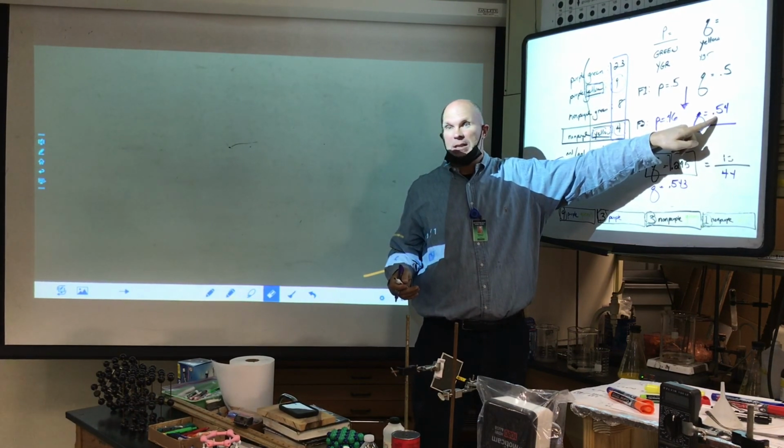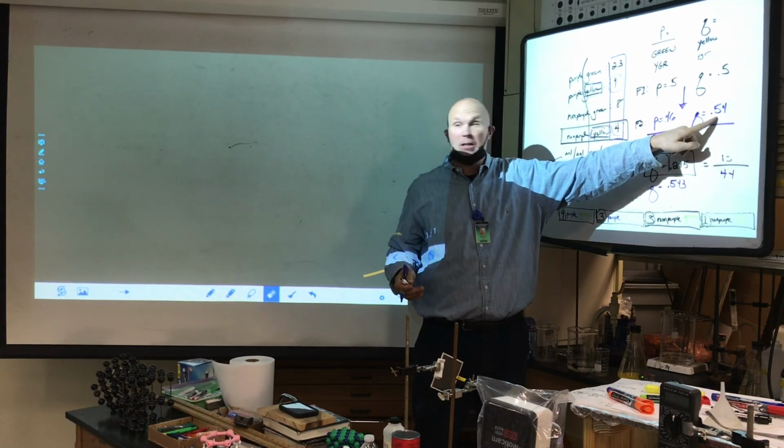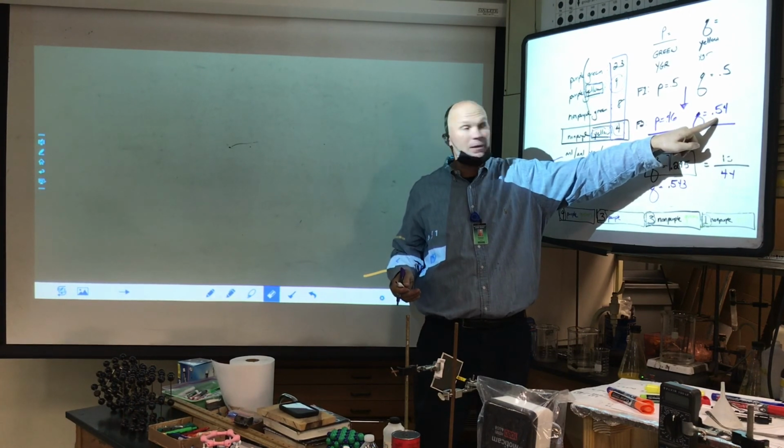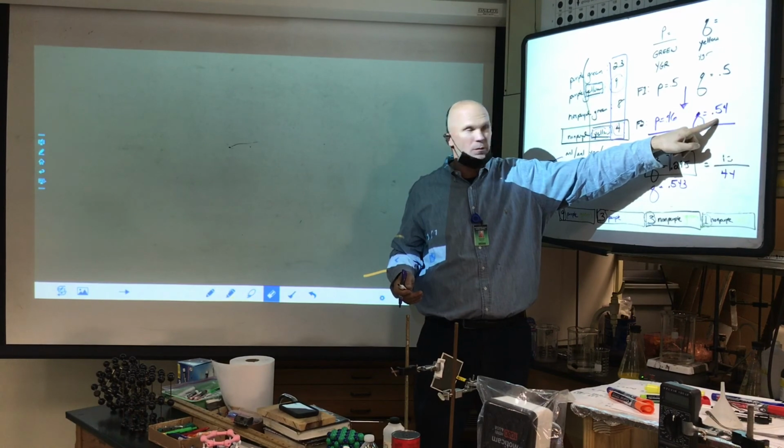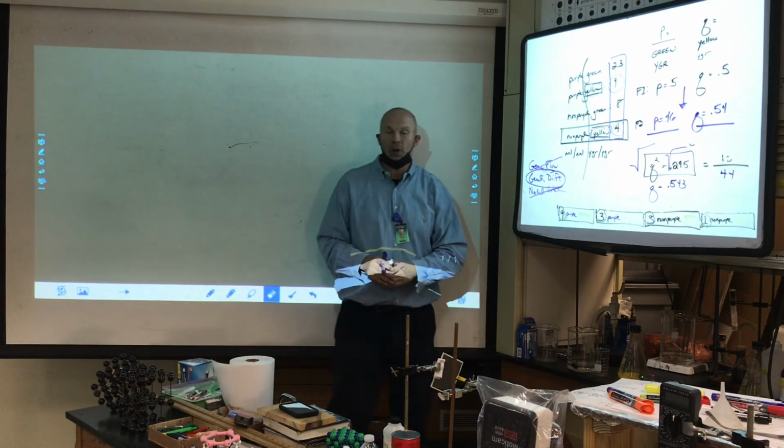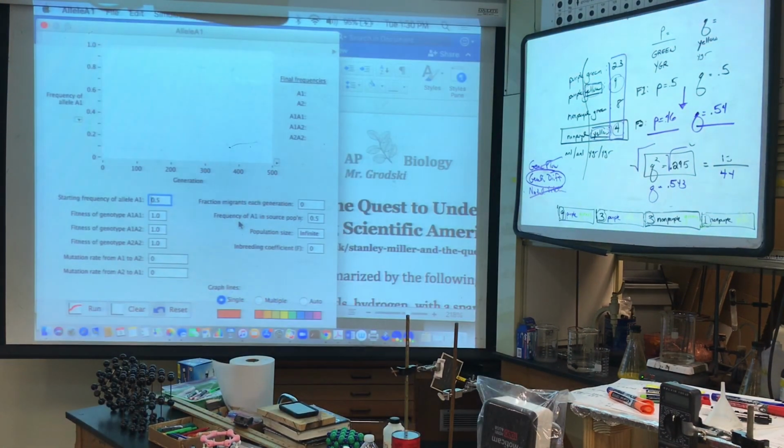I would suggest that possibly the next generation, this number is bigger, just by the fact that there is a greater chance of rolling a heads on this one. But you don't know for sure. It can swing opposite. So what was the P squared here?